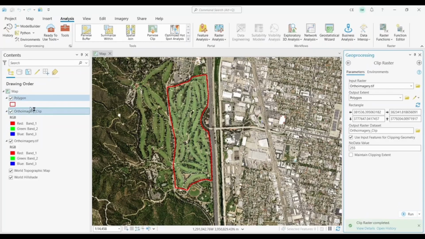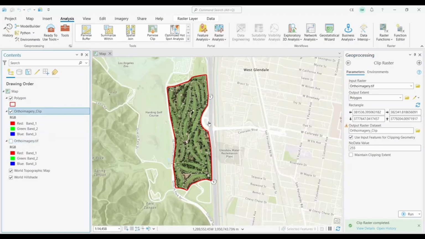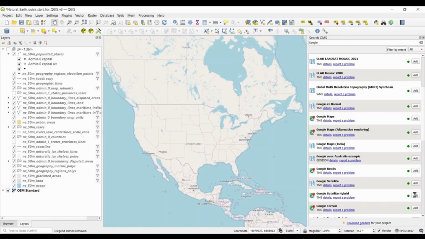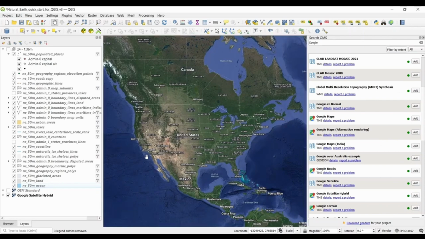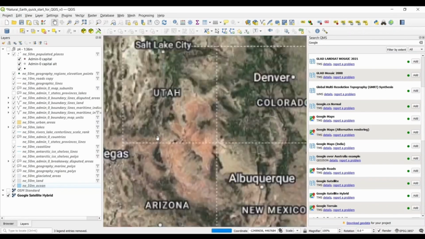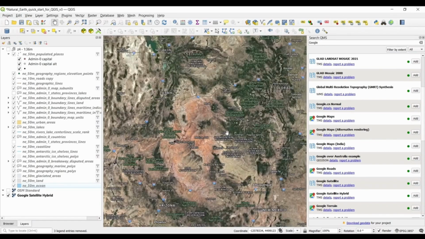GIS stands for Geographic Information Systems. It's a computer-based tool that examines spatial relationships, patterns, and trends in geography. Using a GIS allows you to store, analyze, and visualize data for geographic positions on Earth's surface.